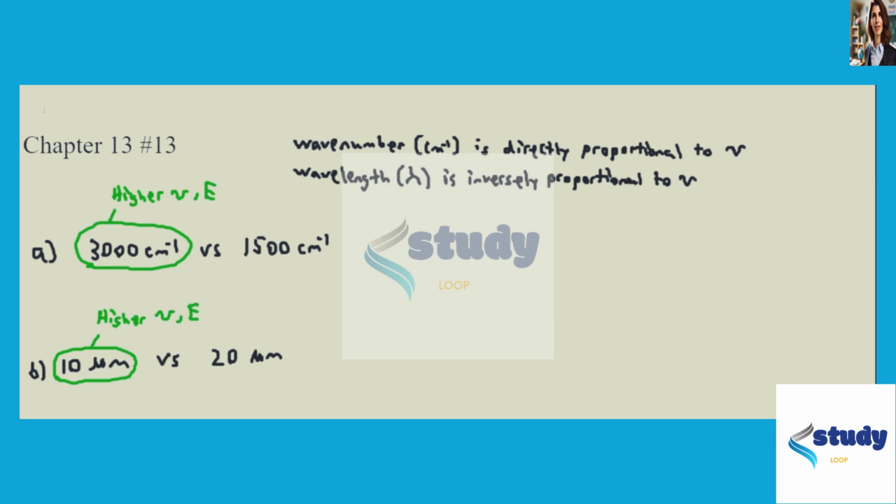Okay, and so that's the way to solve this problem. We just need to remember the two rules that I wrote across the top. Wave number is directly proportional to frequency. Wavelength is inversely proportional to frequency. And we need to just also remember that frequency is a way to represent energy here. And with those three things in mind, it becomes very straightforward to say which of each of these pairs is going to be higher energy. And that's the answer to Chapter 13, problem number 13.